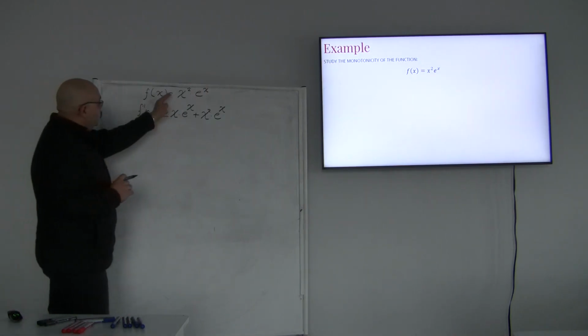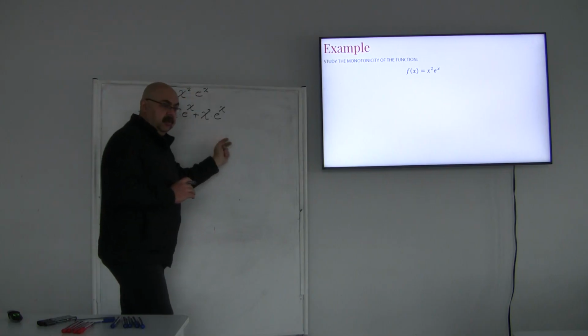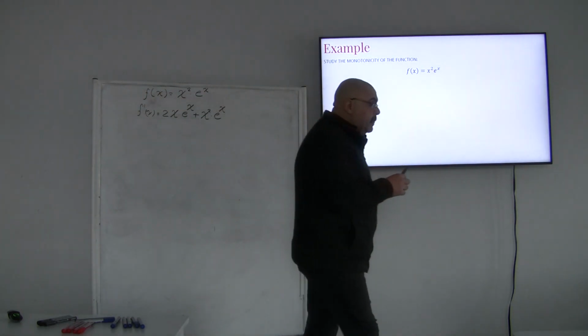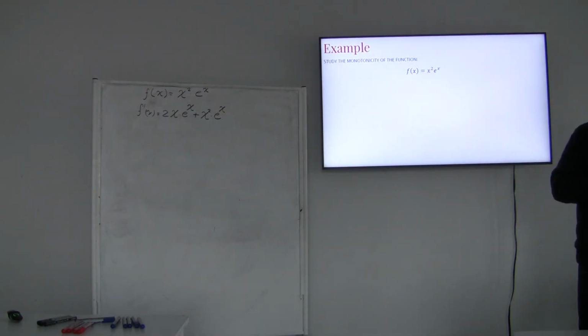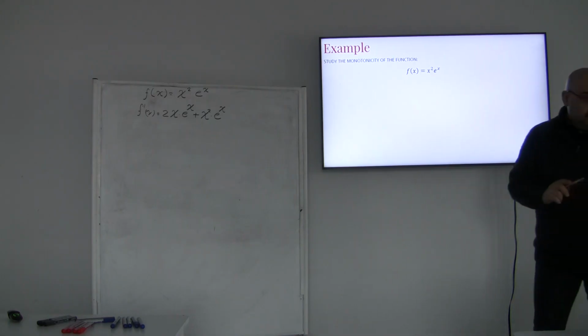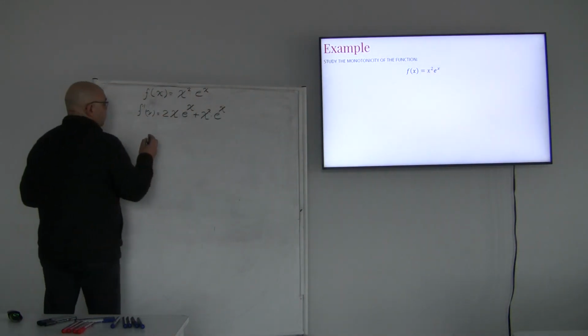f'(x) is going to be 2x times e to the power x, plus x squared, and the differentiation of e to the power x is going to be e to the power of x. Of course, you remember the differentiation of the exponential functions. Once we have exponential functions, its derivative is going to be the exponential function itself times the derivative of its power. Do you remember? Okay, now I can simplify.